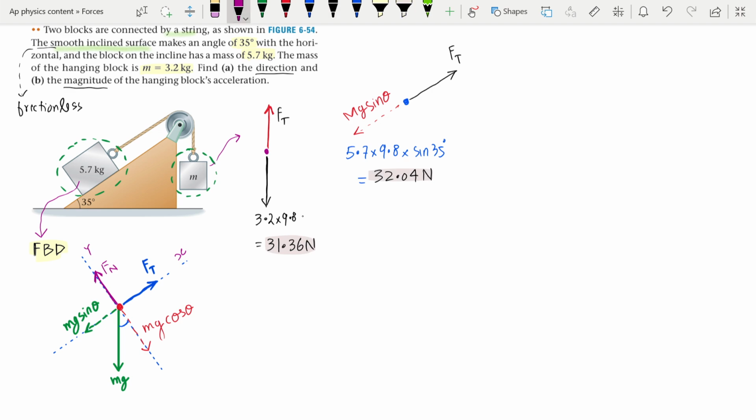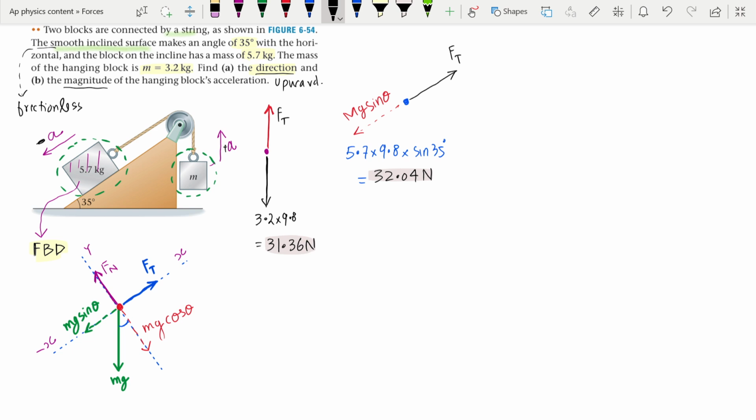Now we are very sure that the direction of acceleration of this block must be negative because it's along the negative x-axis for the 5.7 kg block, whereas this small block m is accelerating up. And that acceleration must be positive and this must be negative. So the first question we have answered is that the direction is upward, because 32.04 newton is more than 31.36 newton. Now what is the magnitude of the hanging block's acceleration?